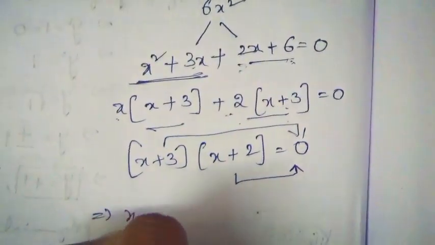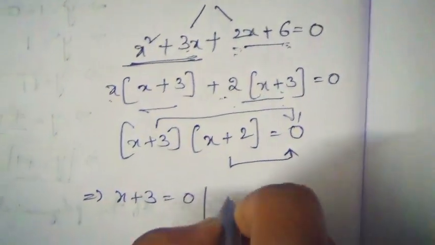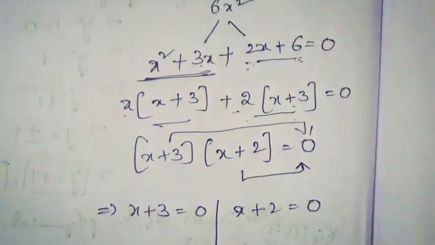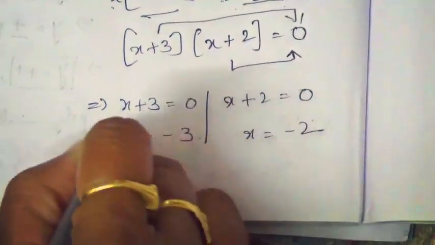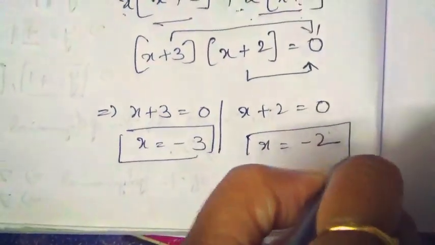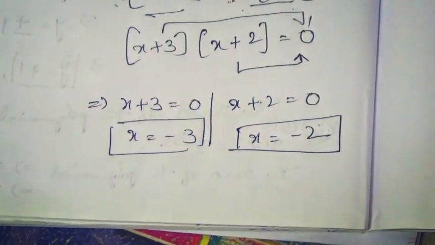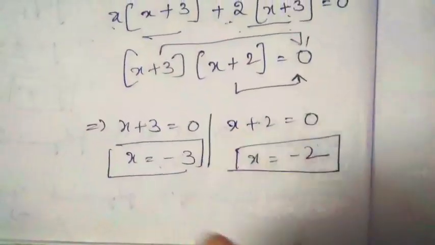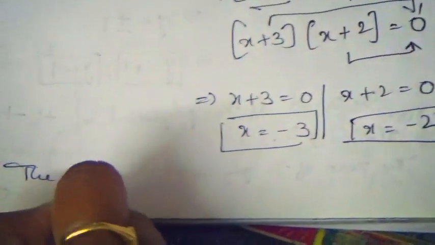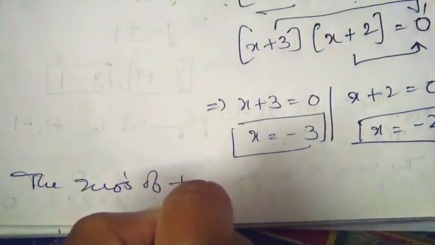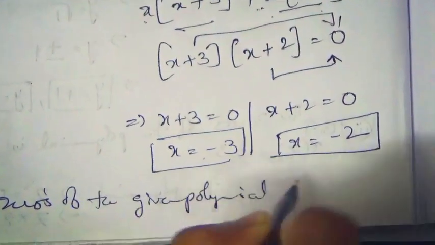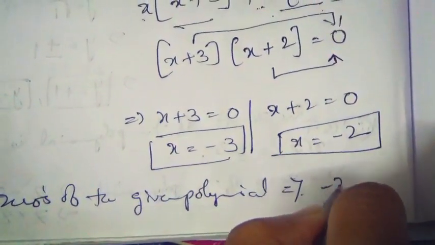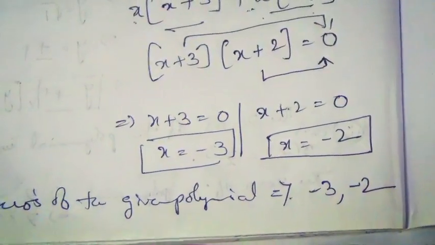Then it becomes x plus 3 is equal to 0, x plus 2 is equal to 0. x is equal to minus 3, x is equal to minus 2. How many zeros will you get here? 2 zeros. There are 2 zeros. We only have to find out the zeros of the given polynomial. The zeros of the polynomial are minus 3 comma minus 2. These two are zeros of the given polynomial.